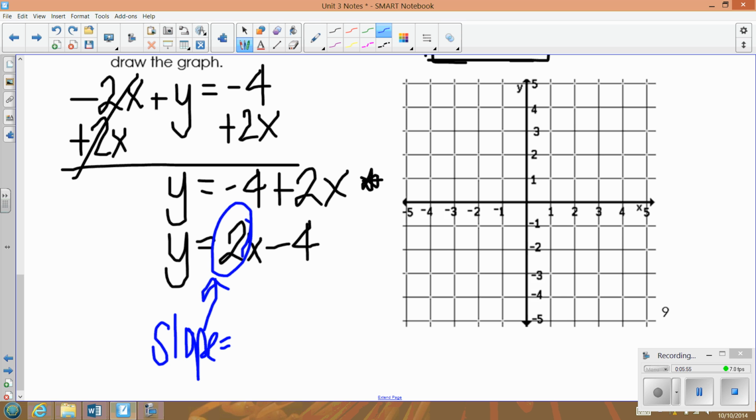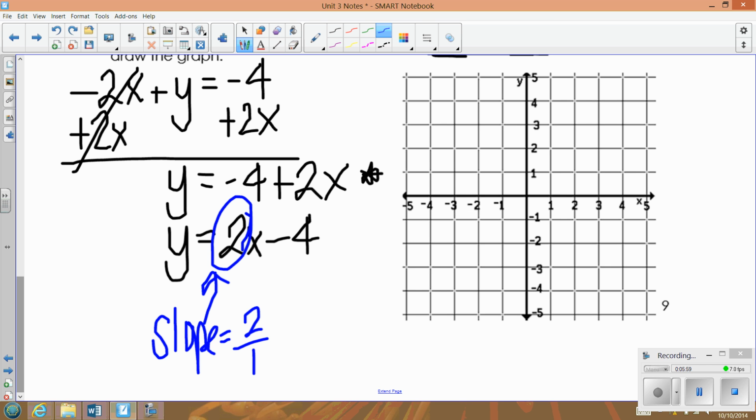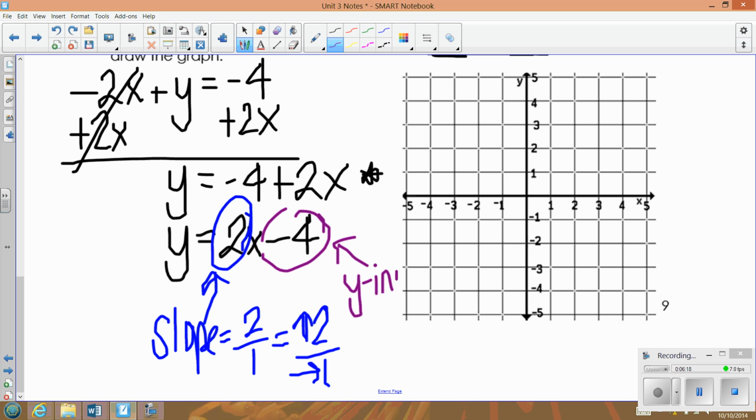So my slope is really 2 over 1, since any whole number can be written as a fraction by putting it over 1, which really means it's positive, so it means up 2 and right 1, because we're always going to go to the right. And then your y-intercept, pay attention to the negative sign, is going to be -4. Because you got to keep that sign.